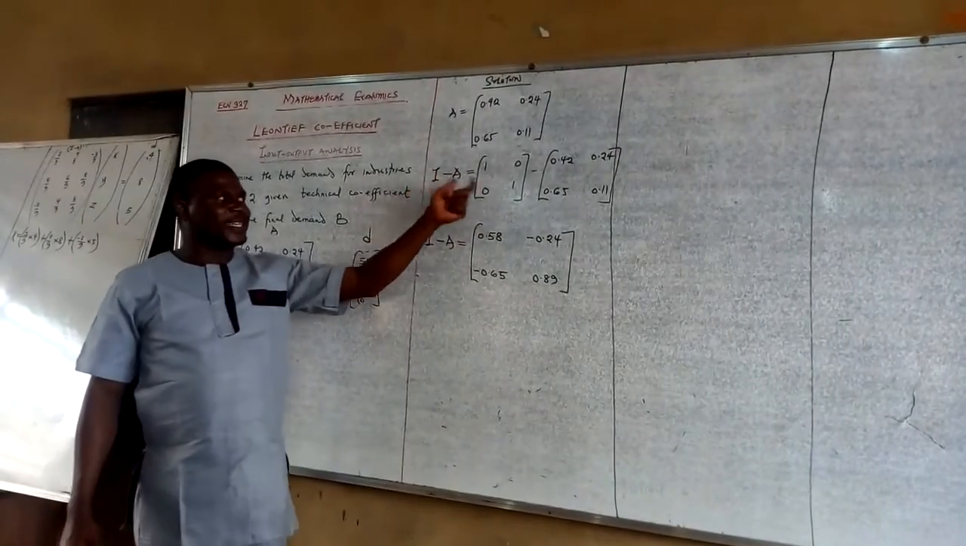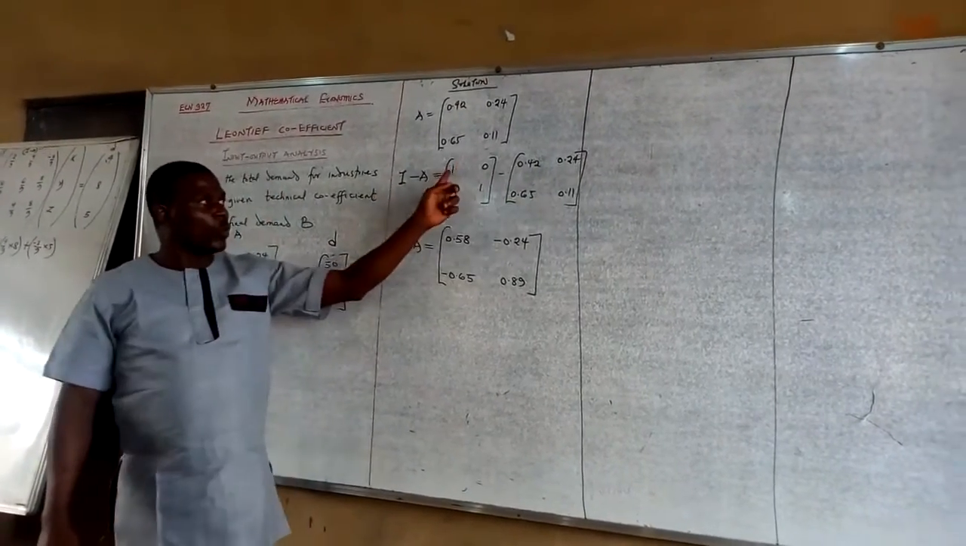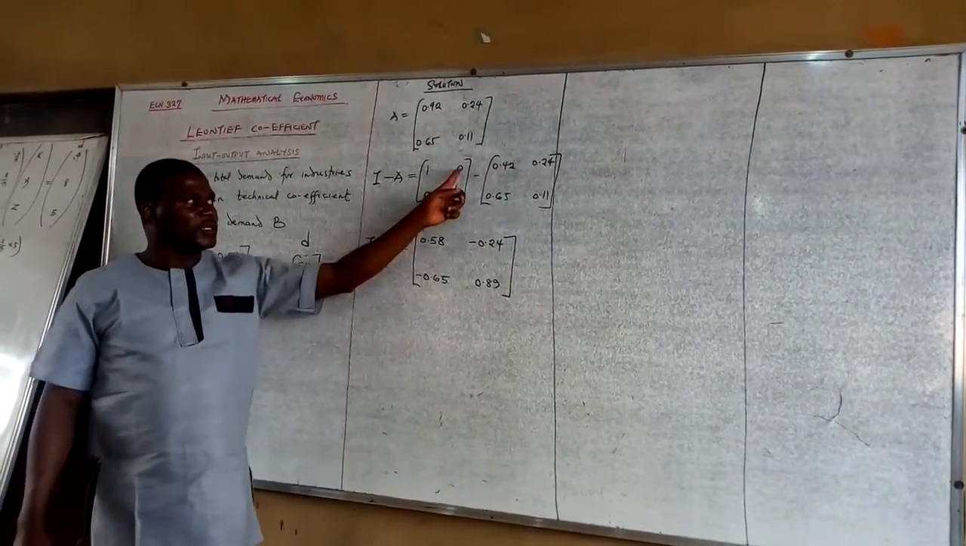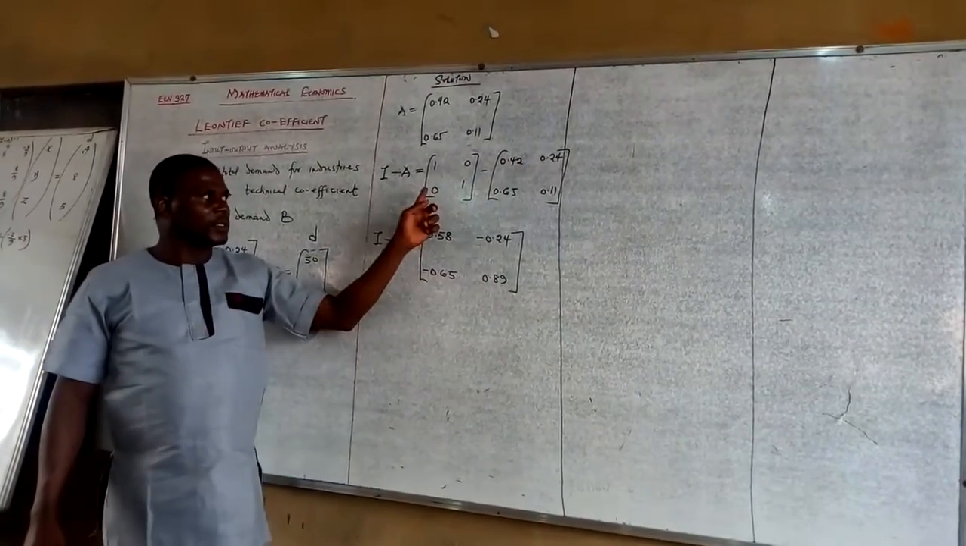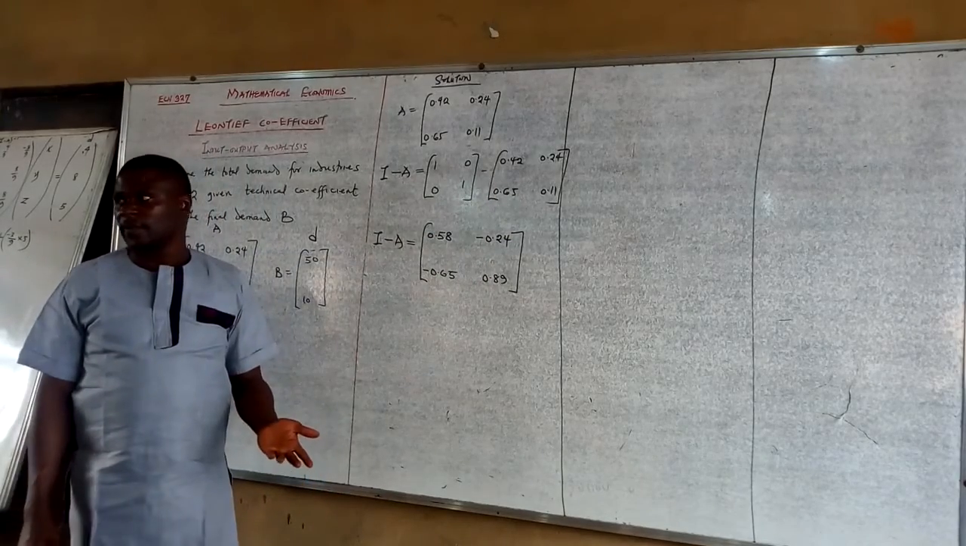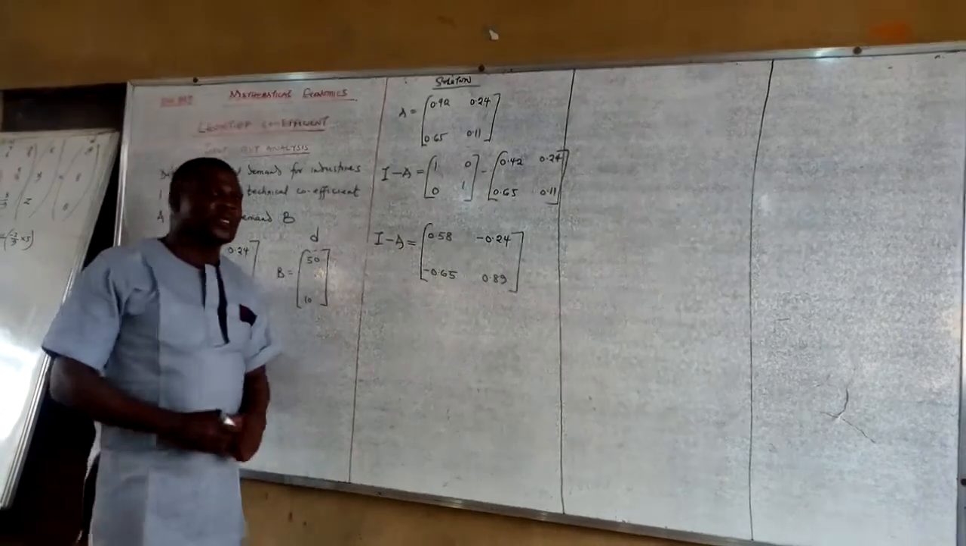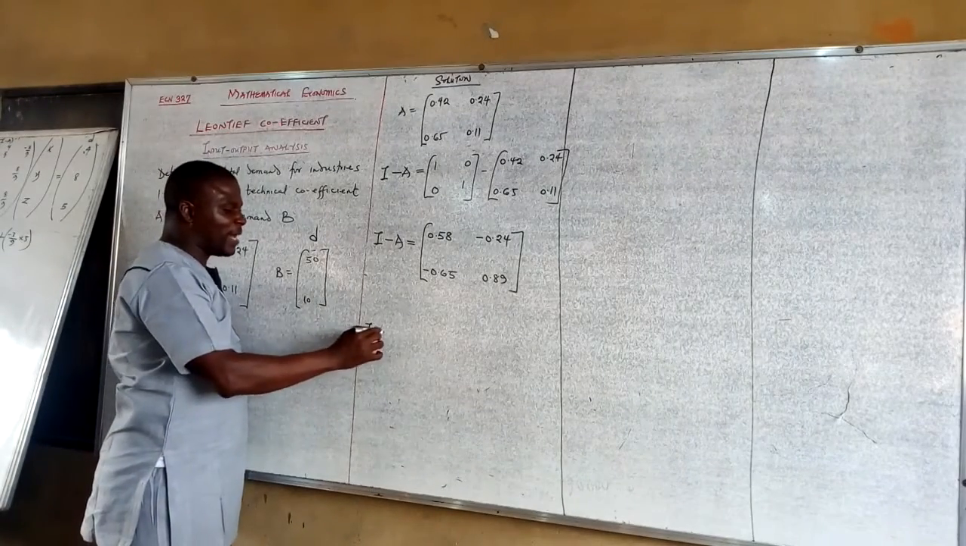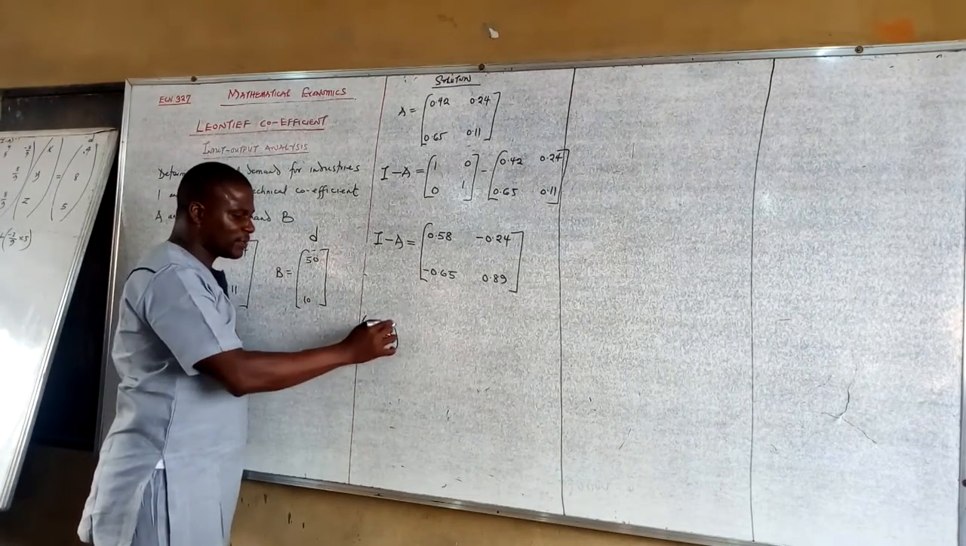So subtract the identity matrix from this. 1 minus this gave us this. 0 minus this gave us this. 0 minus this gave us this. 1 minus this gave us this. Can I continue? Yes. Now I will find I minus A inverse.